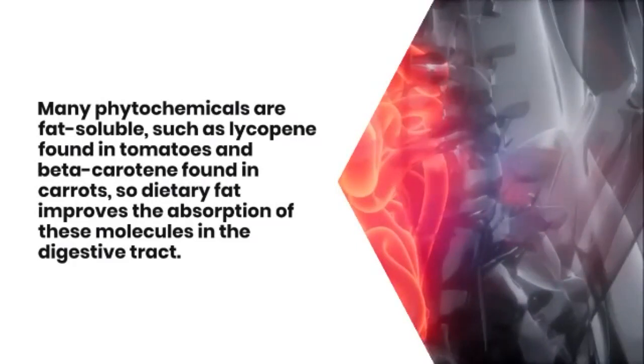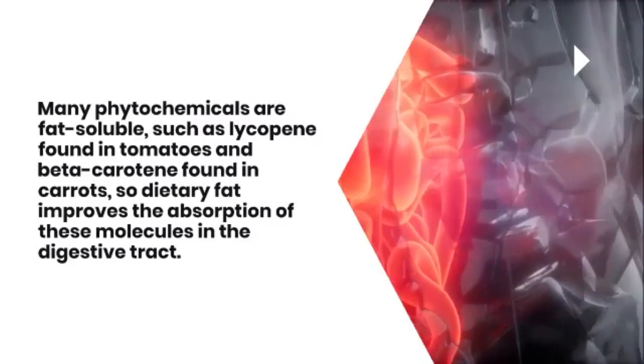Now, many phytochemicals are fat soluble, for example lycopene in tomato and beta carotene in carrot. What happens is that the dietary fat absorbs those fat soluble vitamins and phytochemicals. Then when the food digests and your body absorbs it, it absorbs all those phytochemicals also through the digestive tract.